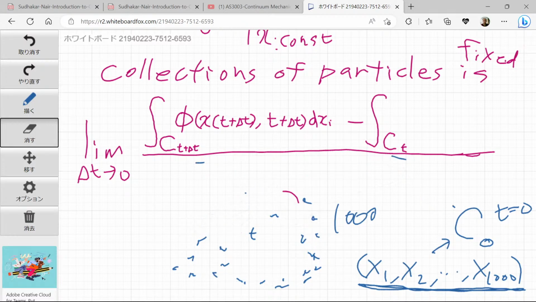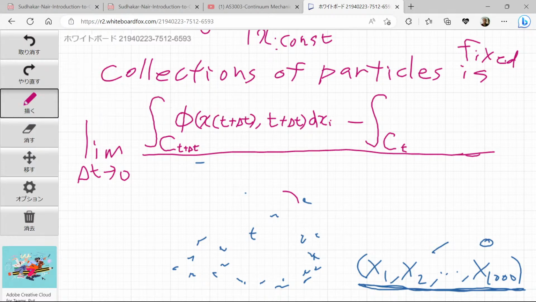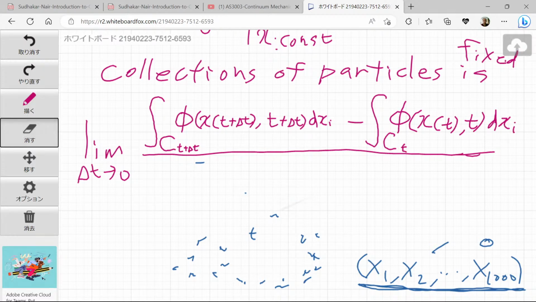Okay, so now how do you consider the total derivative? The function here is of x at time t, and then dxi. That's it. This is fine. Let's see.